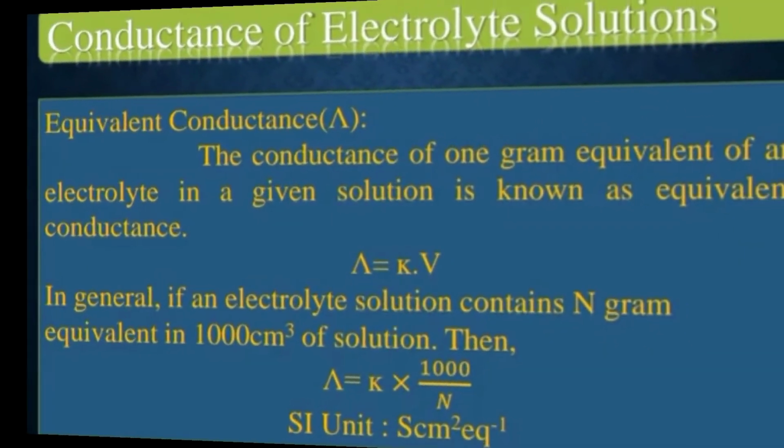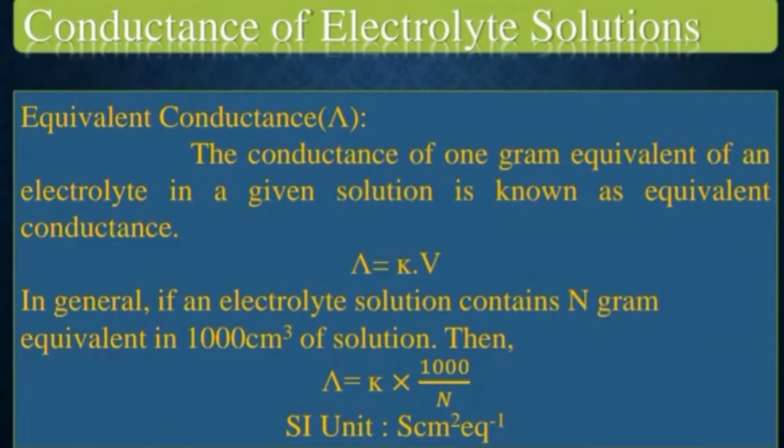The next is equivalent conductance. The conductance of 1 gram equivalent of an electrolyte in a given solution is known as equivalent conductance and it is denoted by lambda. Therefore, lambda is equal to K into V. In general, if an electrolyte solution contains n gram equivalent in 1000 centimeter cube of solution, then lambda is equal to K into 1000 upon n. The SI unit of equivalent conductance is Siemens centimeter square equivalent inverse.